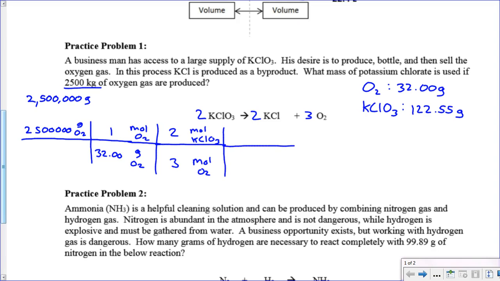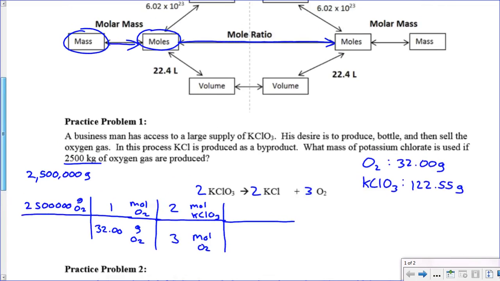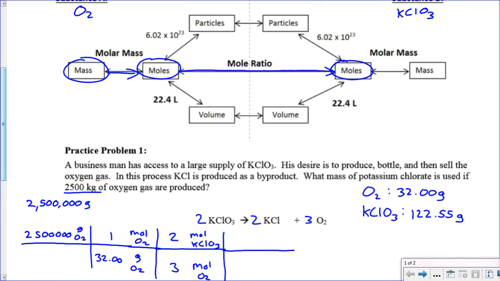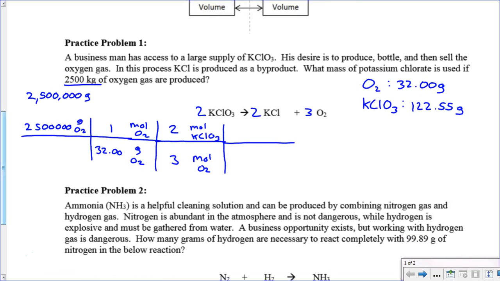All right, and then as a last step, we need to go from moles of KClO3 to mass of KClO3. So we're going to use that second molar mass again. We want to go from moles of KClO3 to grams of KClO3. In 1 mole, there's 122.55 grams. We had calculated that earlier. That comes from the molar mass on the periodic table.